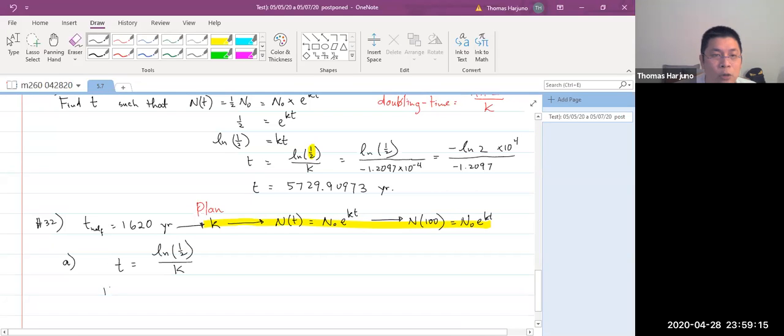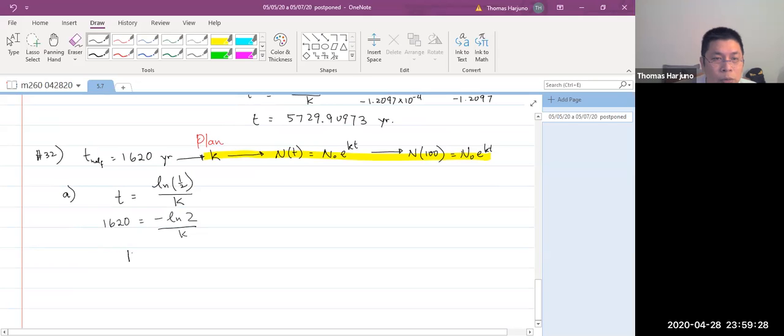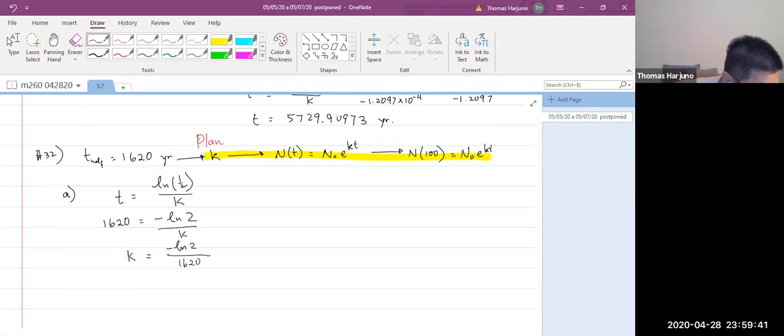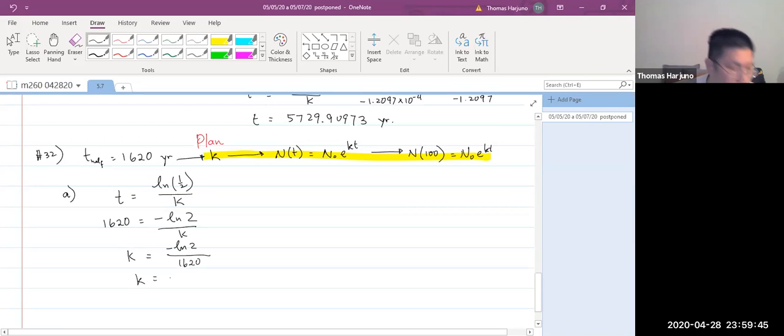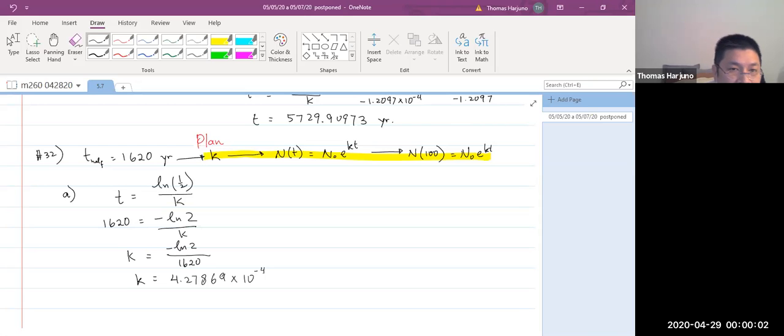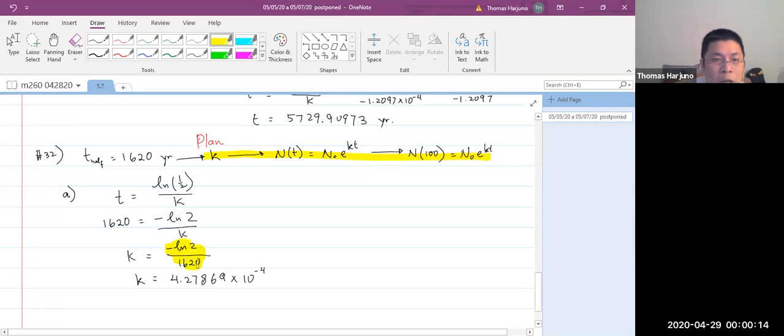Now, T is known to be 1620, so T equals negative ln2 over K, so K equals negative natural log of 2 over 1620. In decimal, that will be a very small number, I expect: 4.27869 times 10 to the negative 4. I used 5 decimal places, but to be more precise, I should say 6 significant digits. Now that's the K, but even though I have that approximate K, I will use the exact one in my future computation.